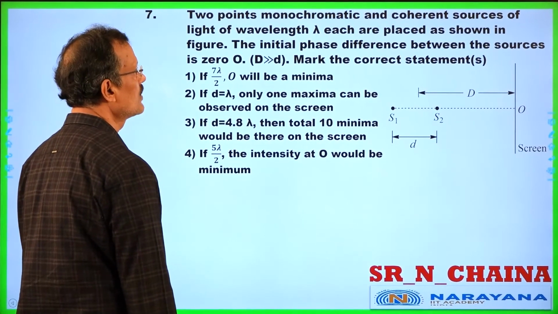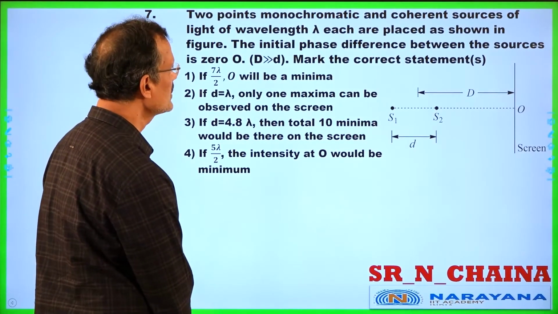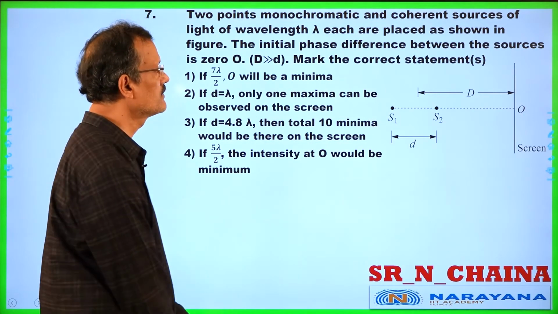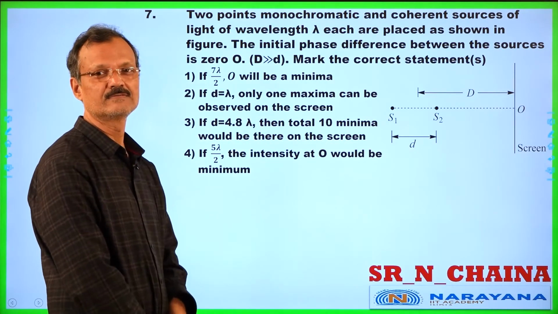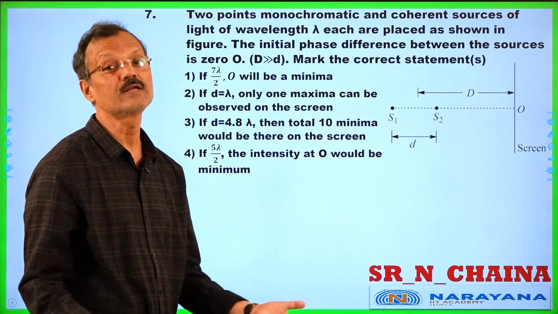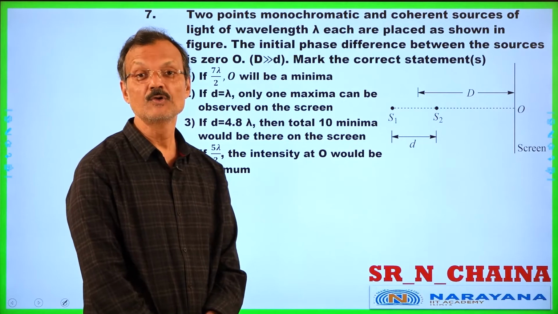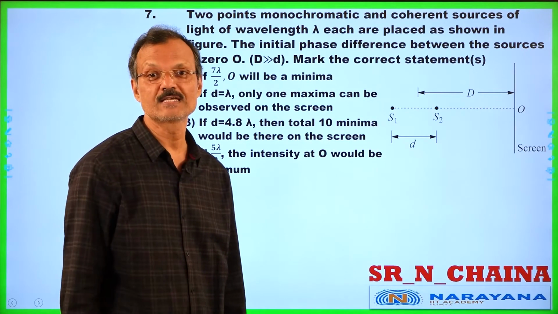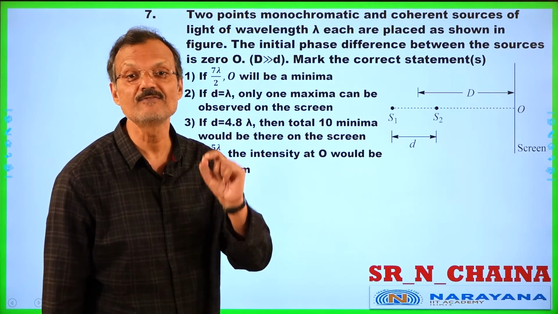You have two monochromatic and coherent sources S1 and S2. The initial phase difference is 0. They are asking you the correct statement. A small problem: in brackets (s) they have given you, it means that even one answer may be right or more than one may be right. If this type of multiple-answer question comes, you have to analyze each and every alternate. So it is not actually one question, it is equivalent to 4 questions. You have to check each and every alternate.